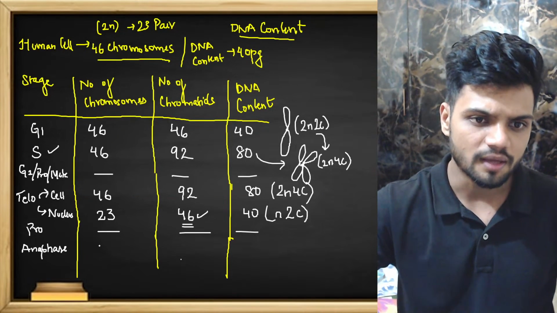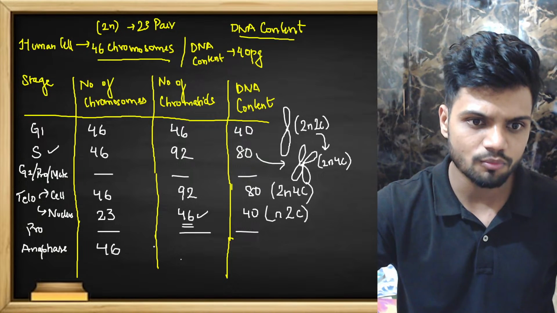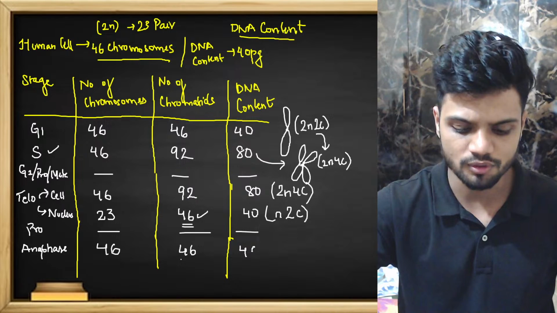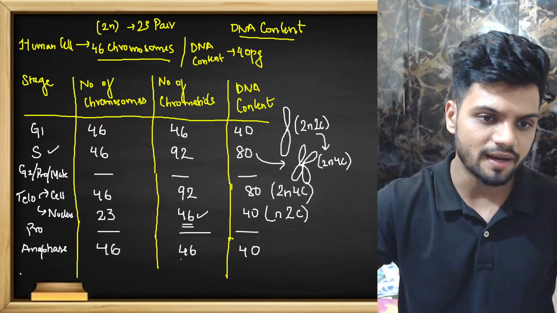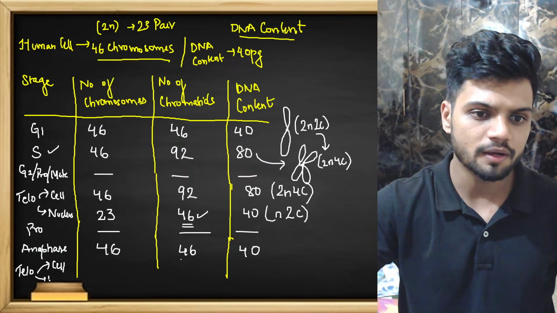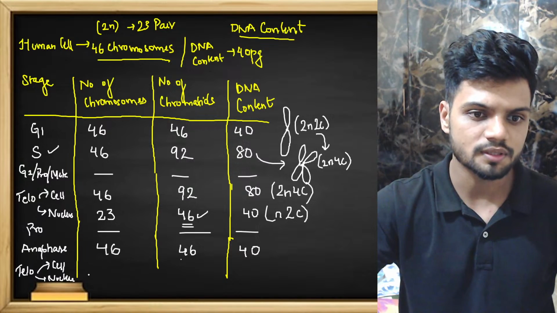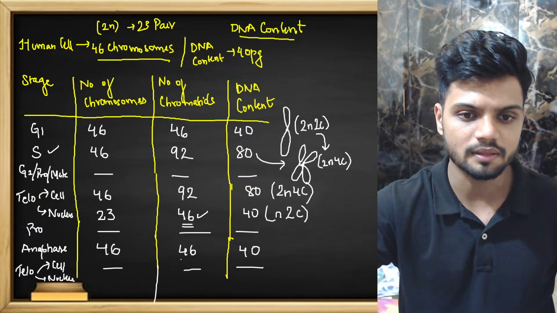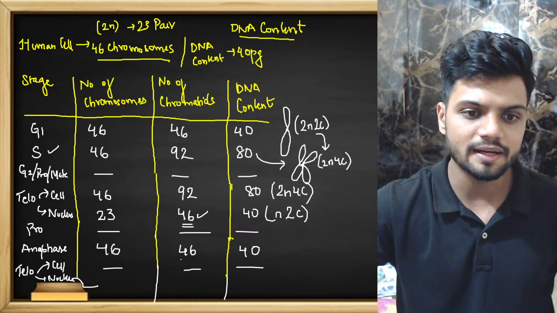Anaphase, what do you have, students? In Anaphase we have 46 chromosomes and 46 chromatids. DNA content is going to remain the same. Now finally we have the telophase. In telophase, per cell it is going to remain the same, but per nucleus it is going to change.